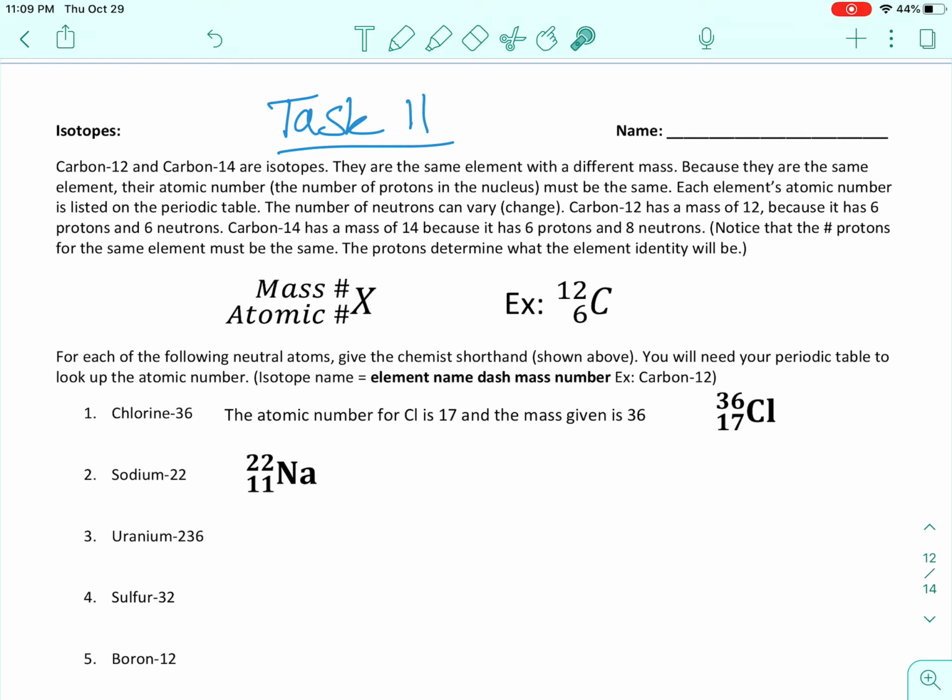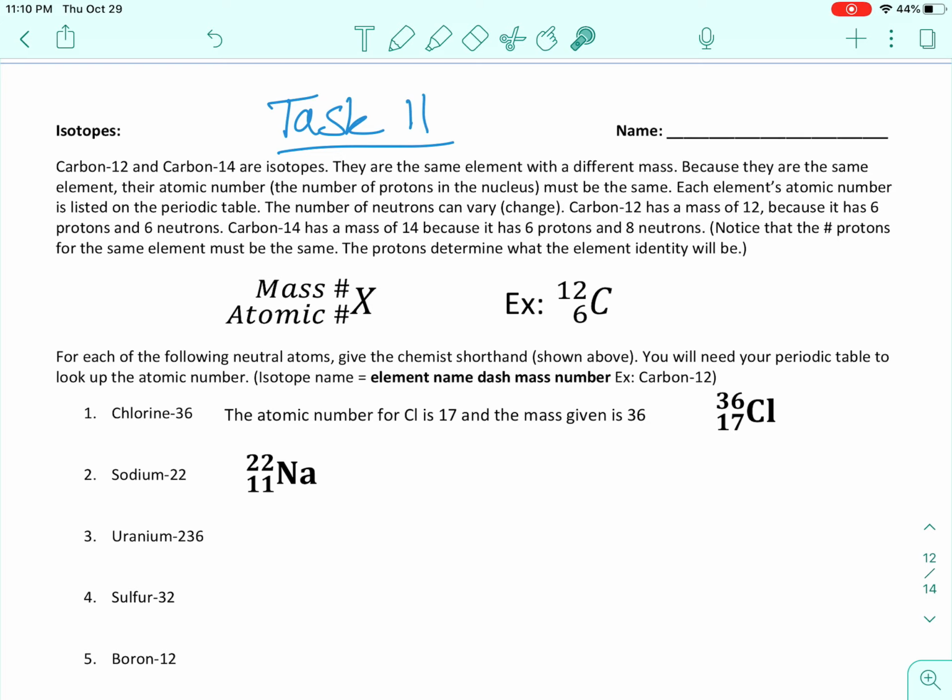The number of neutrons can vary, which means it can change. Carbon 12 has a mass of 12 because it has 6 protons and 6 neutrons. 6 plus 6 is 12. Carbon 14 has a mass of 14 because it has 6 protons and 8 neutrons. 6 plus 8 is 14.